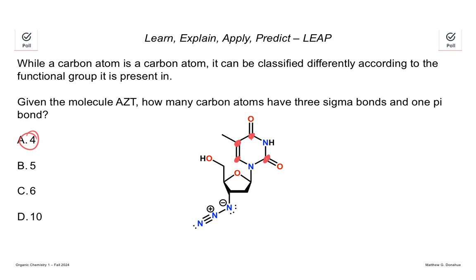So we had 10 carbon atoms. In Wednesday's lecture, we said 6 of them had 4 sigma bonds. Today we said there are 4 with 3 sigma bonds and 1 pi bond, so that's 10. Now the last scenario is carbon atoms that will have 2 sigma bonds and 2 pi bonds. And again, that highlights the difference between carbon being an element with its atomic orbitals, and carbon in this molecule being in different bonding patterns.